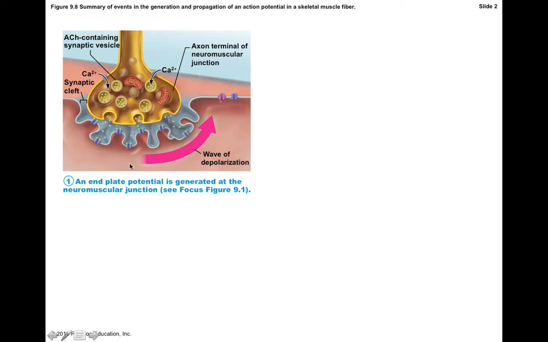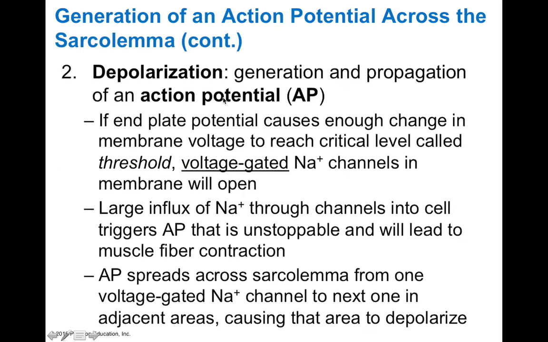Now, these end plate potentials are basically a wave of sodium that comes through these millions of ligand-gated ion channels at the motor end plate. And so once acetylcholine binds these channels, you get a bunch of sodium that rushes into the muscle cell. And because of diffusion, it causes this wave of depolarization, or a wave of positively charged sodium that spreads through the inside of the muscle cell. Now, this wave of depolarization moves to the local area of sarcolemma nearby, where if it's strong enough, it may actually trigger the depolarization phase of an action potential.